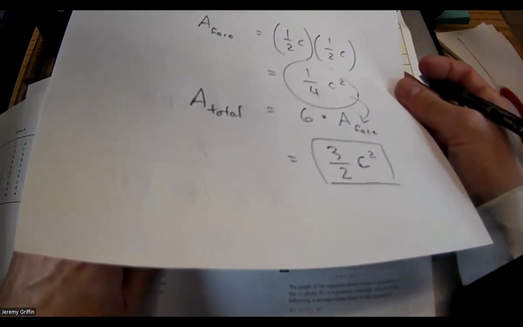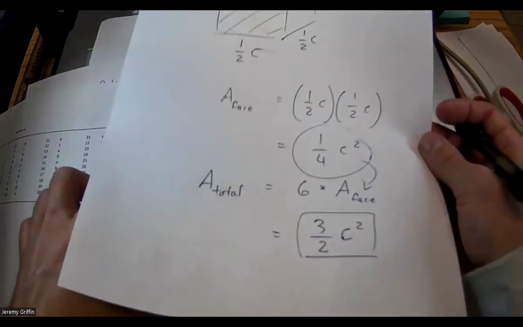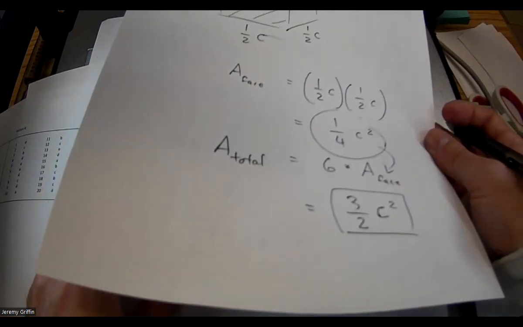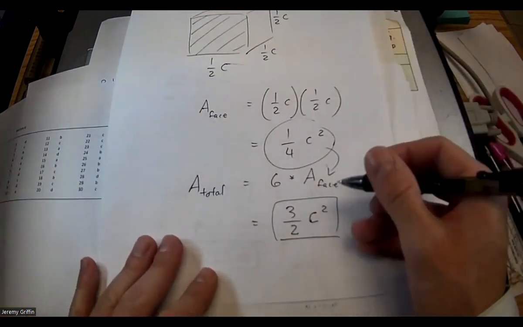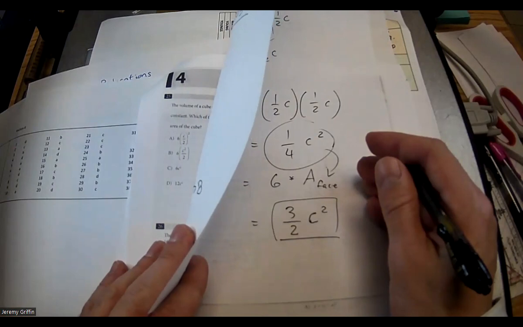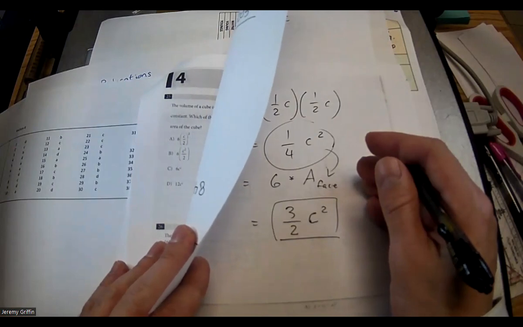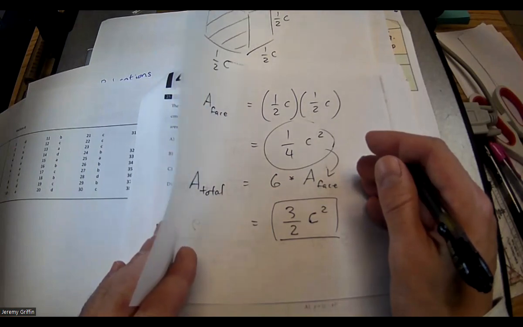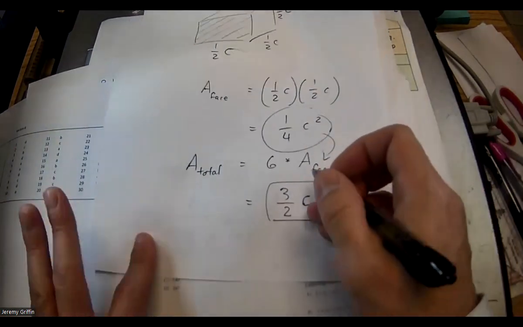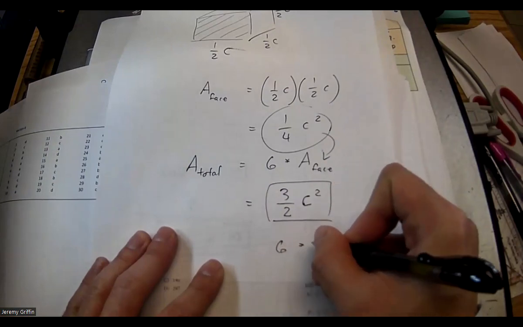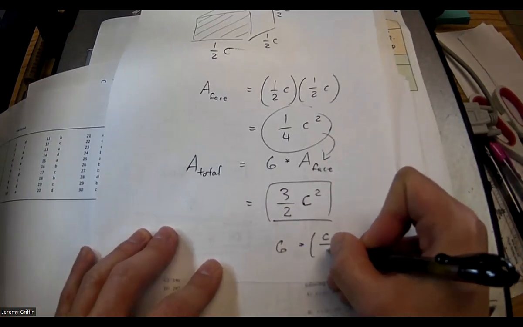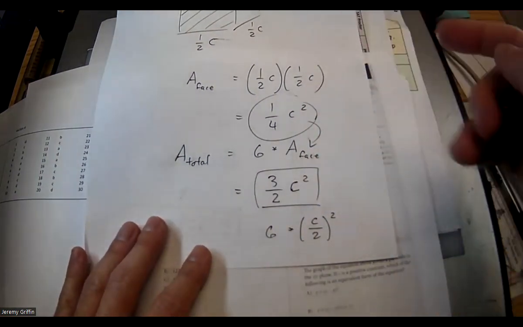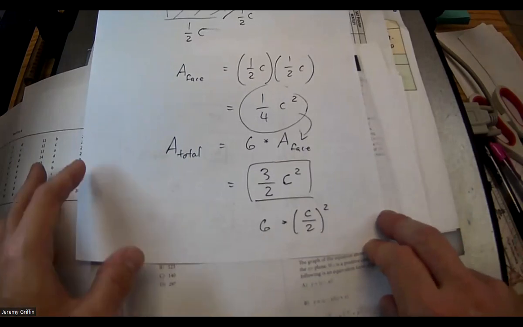I think option B looks like the answer. No, hold on. Oh yeah, that is A. Option A, that's what it is. I reduced the fraction. They left it as 6 times c/2 quantity squared, which was just a middle step. Okay, better.